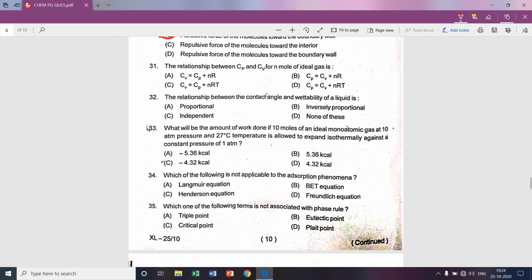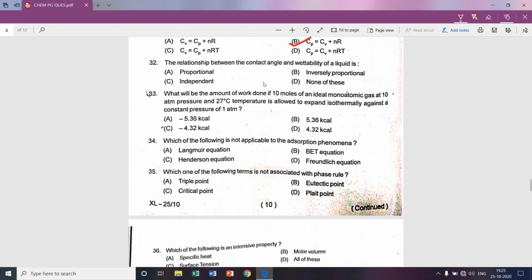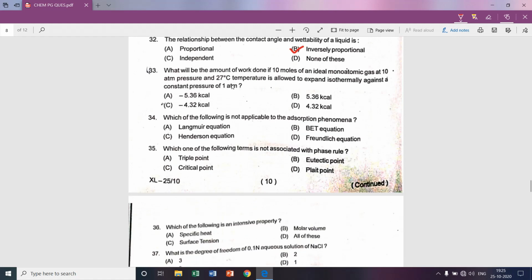Then 31. The relationship between the Cp and Cv for n mole of ideal gas is a +2 based question, and your answer is option B, Cp is equal to Cv plus nR. Okay, this is also a very easy question. Number 32. The relationship between the contact angle and the wettability of a liquid is inversely proportional to each other. That is your answer, option B.